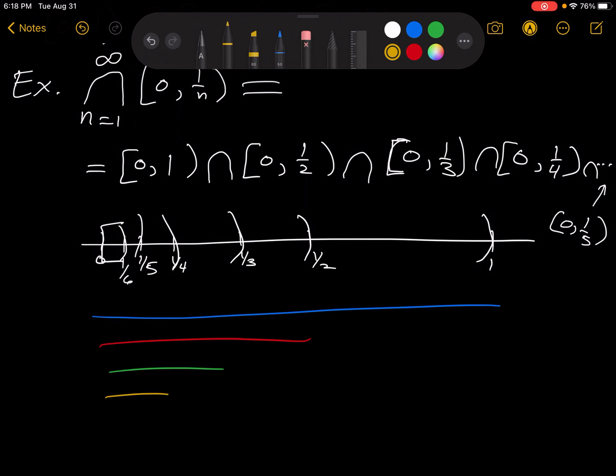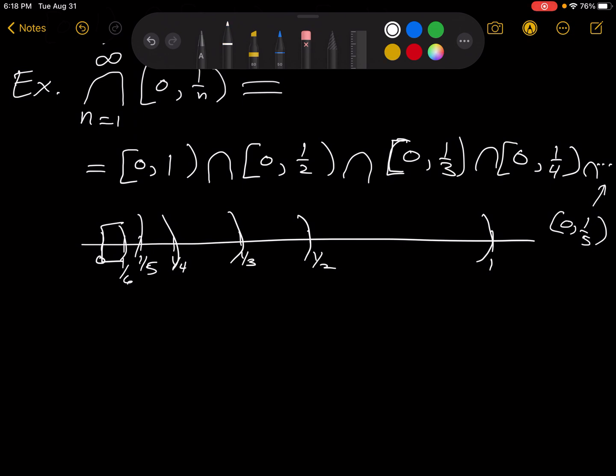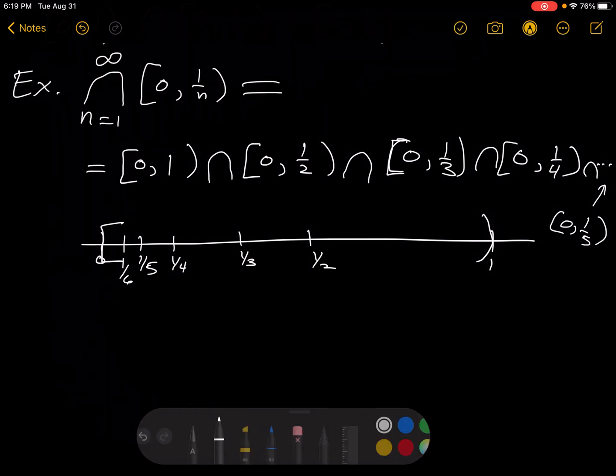I'm running out of colors here, but the intersection of this with this is just going to be that. The intersection of 0 to a fourth and 0 to a fifth is just 0 to a fifth. Then the intersection of 0 to a fifth and 0 to a sixth is just 0 to a sixth. It just goes on like that. So what's left over when you do all of these intersections over and over again? There's only one number left: the number 0.